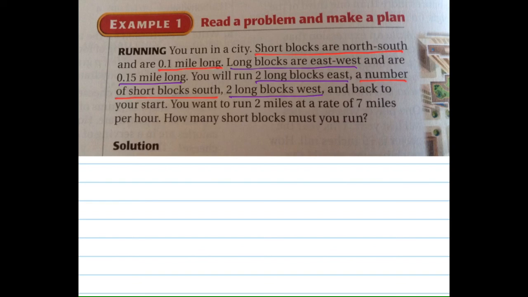And back to start. Can anybody tell me what direction I'd have to run to get back to start? First I ran east, then I ran south, then I ran west. Which direction will I have to run to get back to where I started? South? North. Okay, I went east and then south, and then west, so I'm below where I was. I've got to go back north. So I'm going to use red for that one. Back to your start. That's going to be a northward direction.